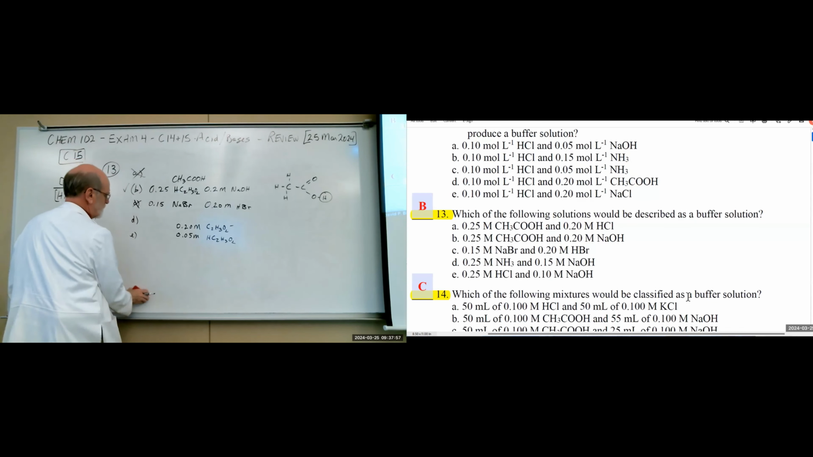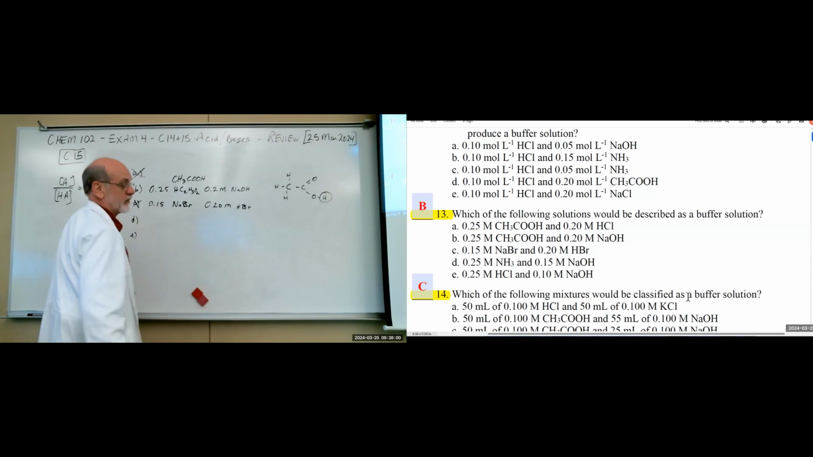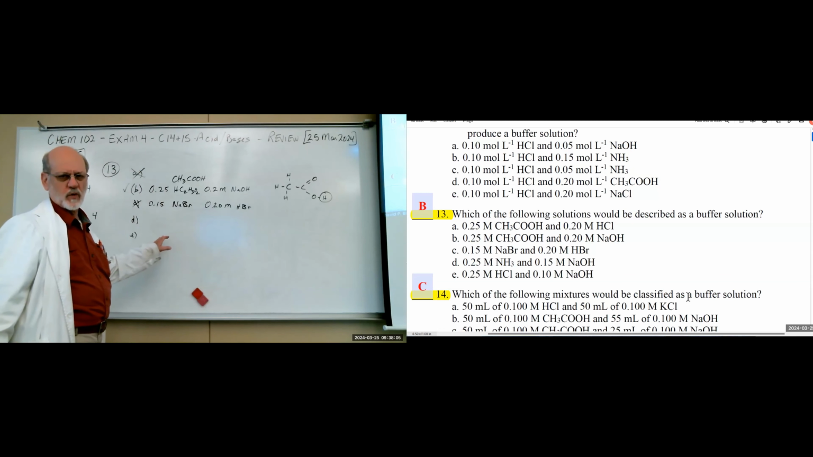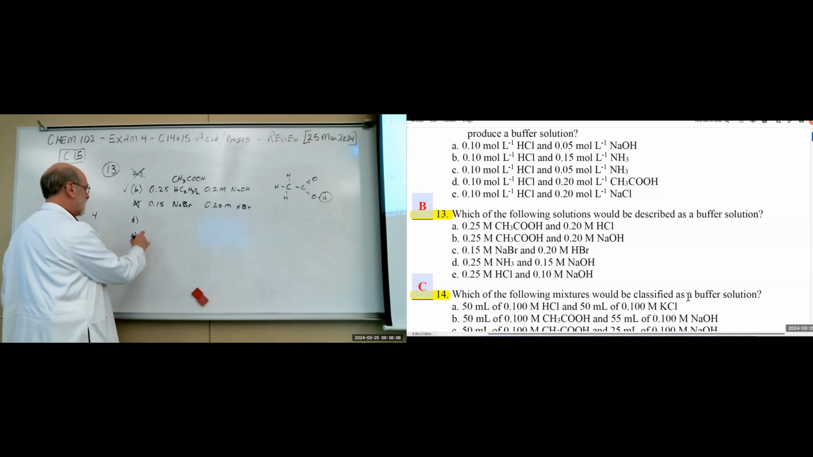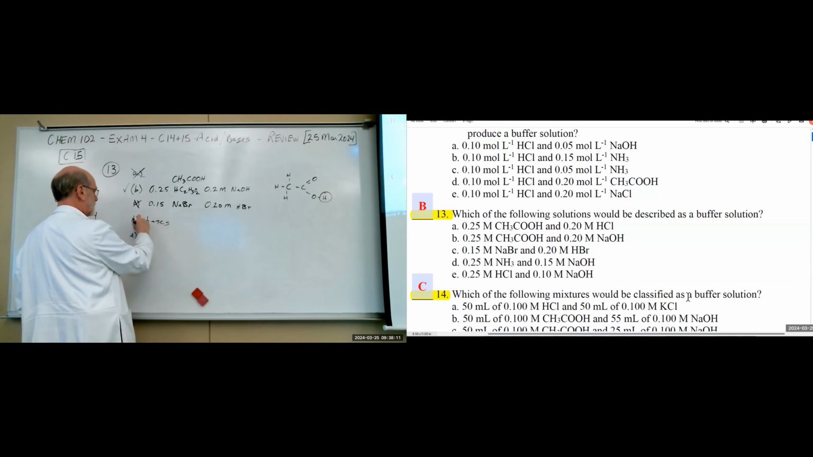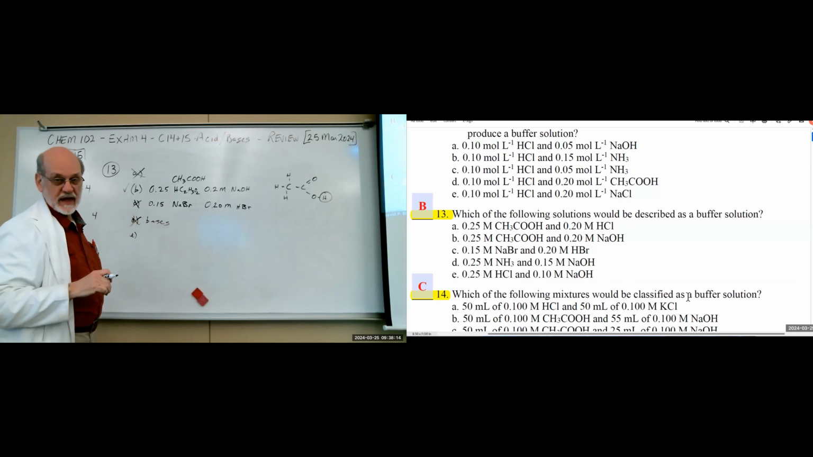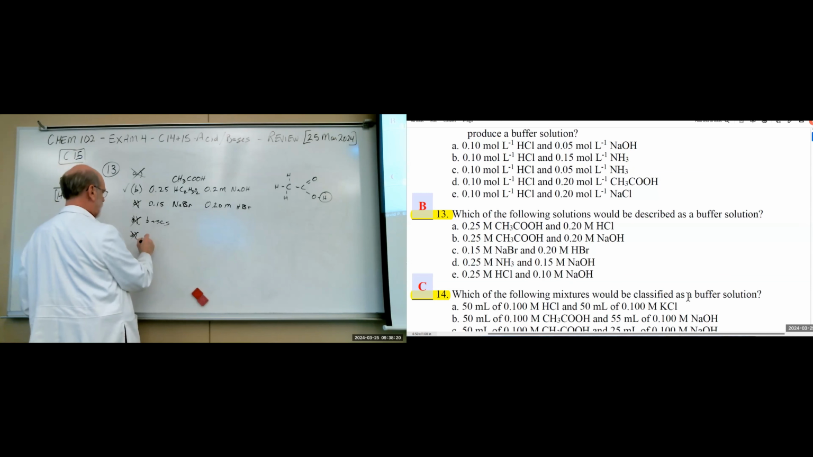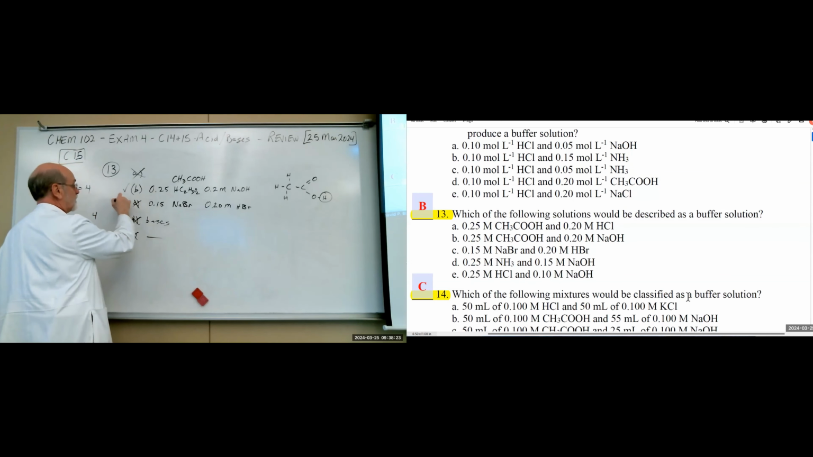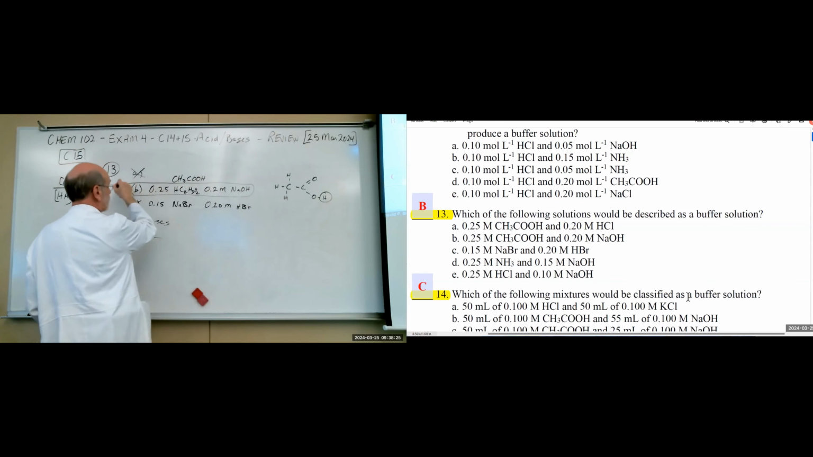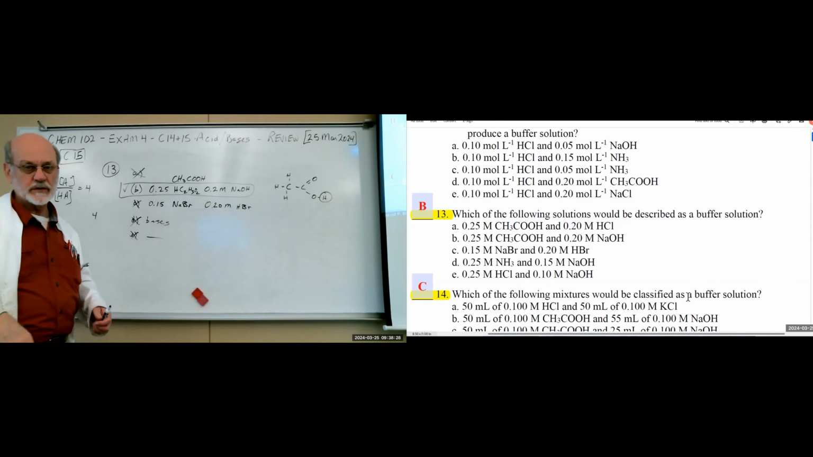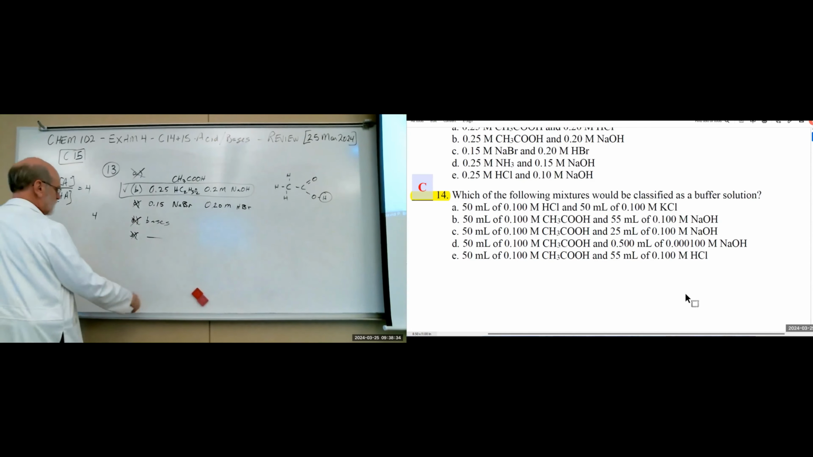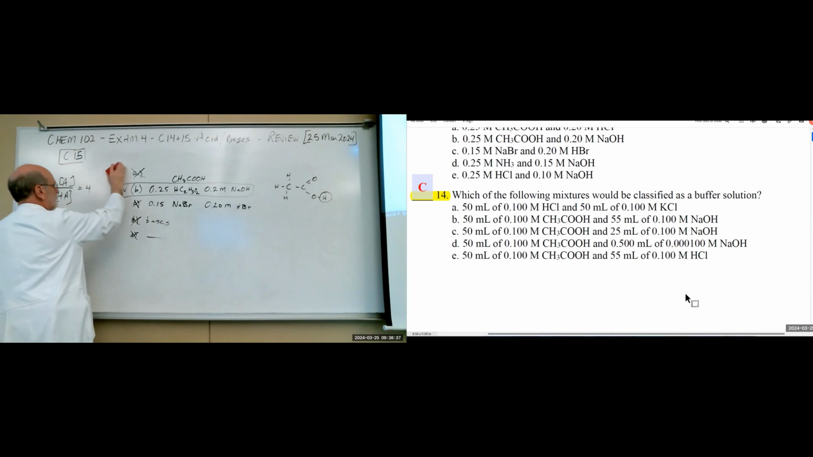How about, did we do D already? Or we found the answer, but not a good answer. 0.25 ammonia and 0.15 sodium hydroxide. Those are two bases. Right, that can't work. And HCl and NaOH, right? Strong acid, strong base is going to be neutral. Right, so that can't work. So I guess pick the best answer. That would be the best one, although it's not a very good one. All right, 14. Maybe 14 is better. Give us some better choices.